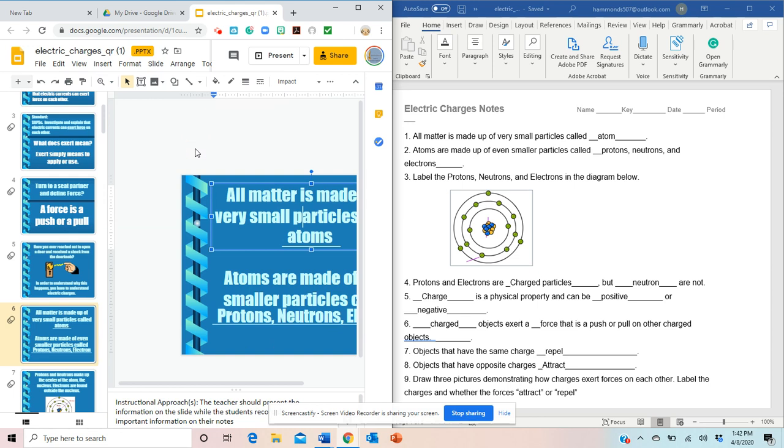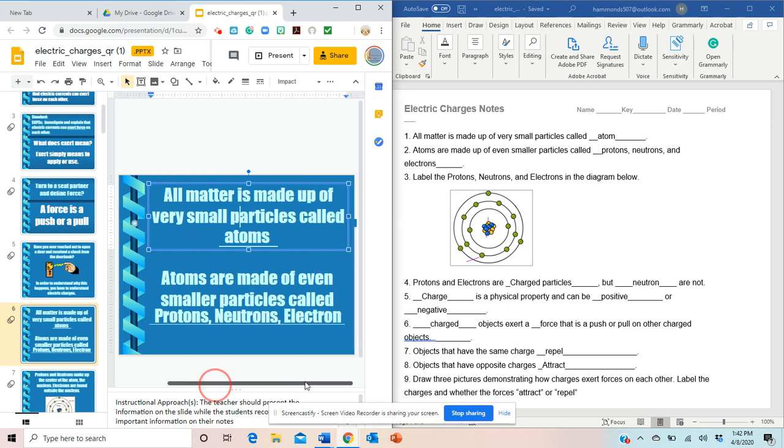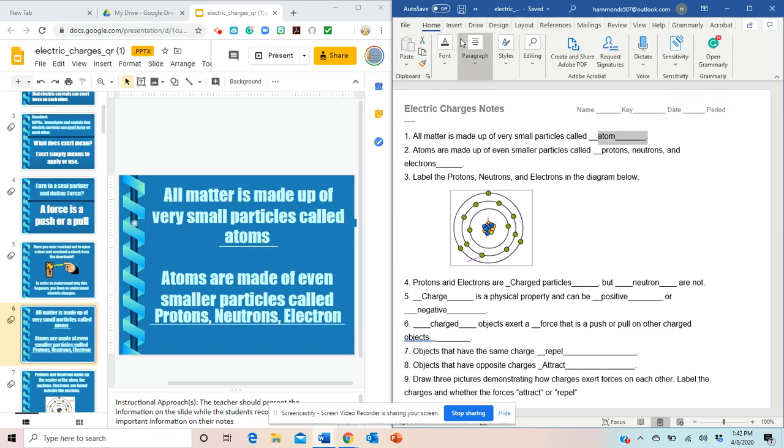All right, so all matter is made up of very small particles. And these particles are called atoms. So over here on our notes, I'm just going to bold this portion for us. All right, and so atoms is what you should have written into the blank. Atoms are made up of even smaller particles called protons, neutrons, and electrons.